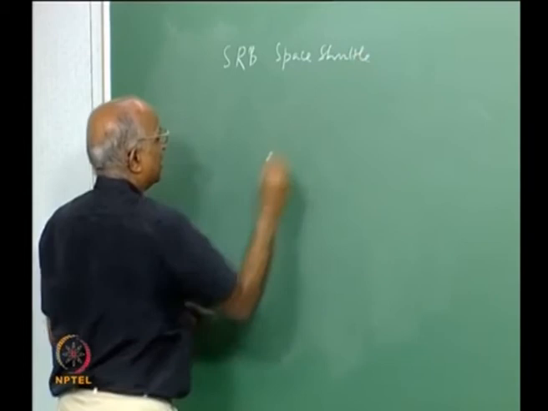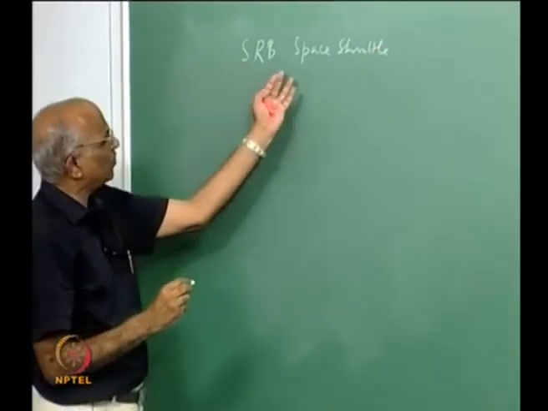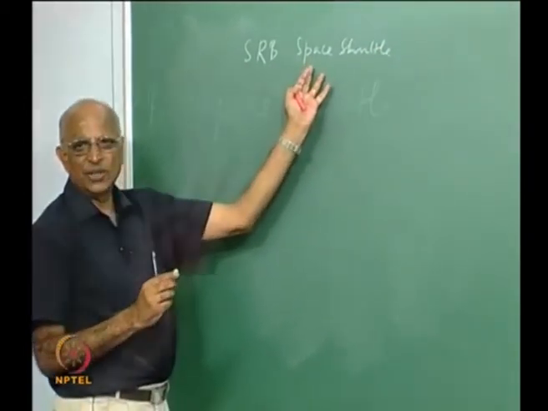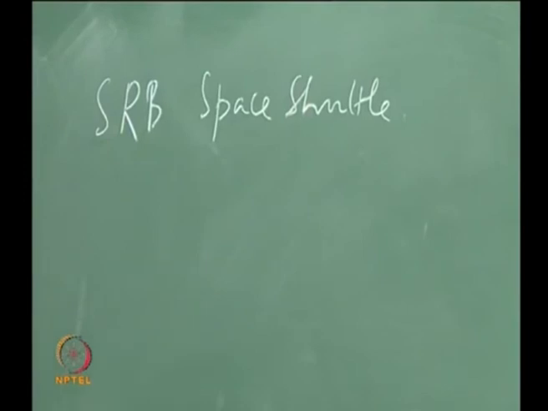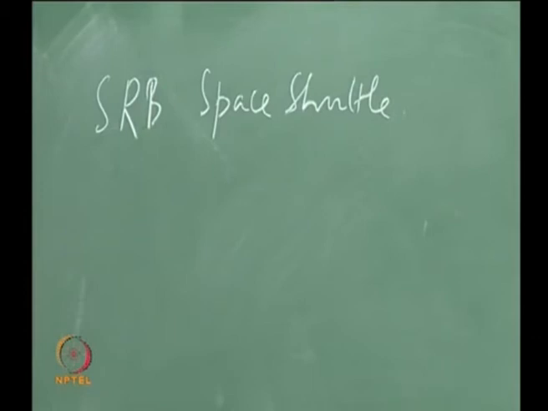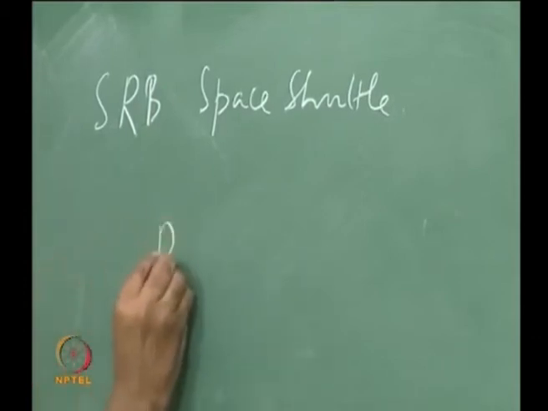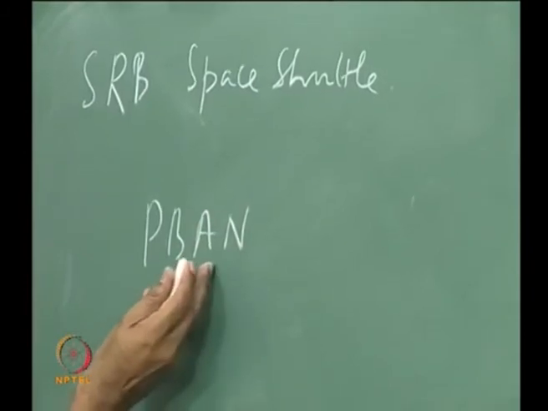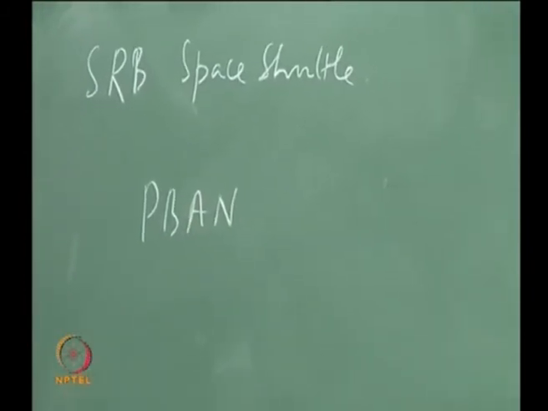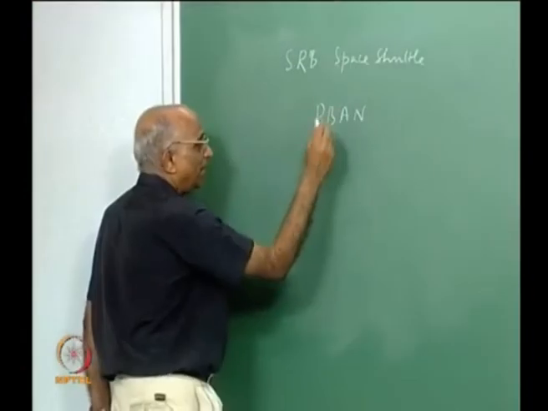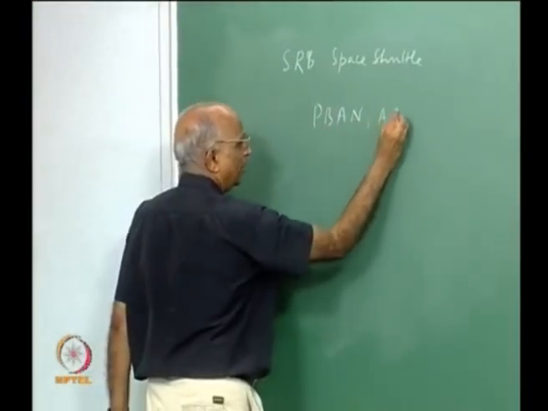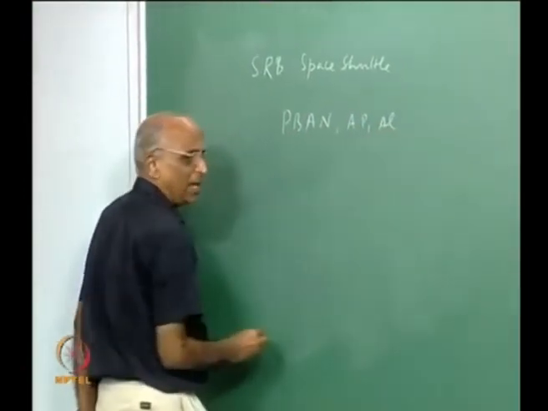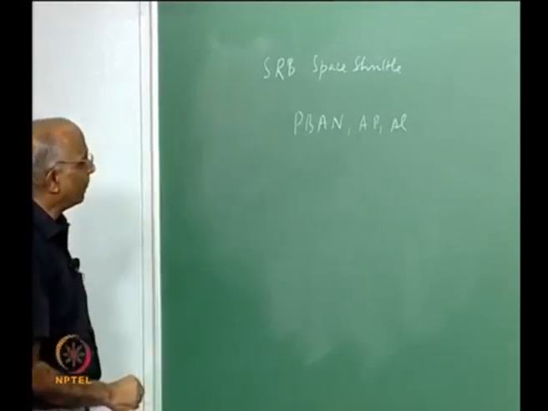Our interest in this is the solid rocket boosters for the space shuttle in the USA, which is by far the world's largest solid propellant rocket. It uses PBAN, polybutadiene acrylic acid acrylonitrile, as a propellant. This is the fuel binder. Of course, it contains AP and a large amount of aluminum, as in all solid propellant rockets.